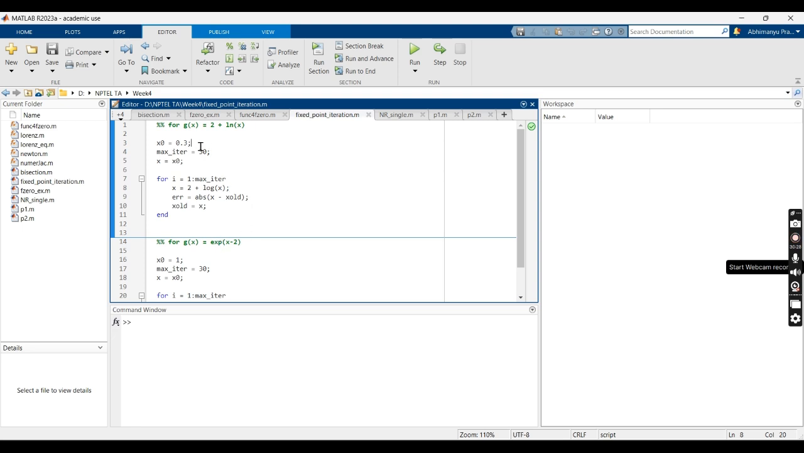Okay, so let us look at this. I am just initializing x to 0.3. I'm taking the maximum number of iterations as 30, and I'm initializing my x0, and then I'm repeating this entire part. So this is my g(x). I'm storing it in x. I'm calculating my error, and then I'm storing the current x value in xold, and the entire process repeats again. So I will run this first part.